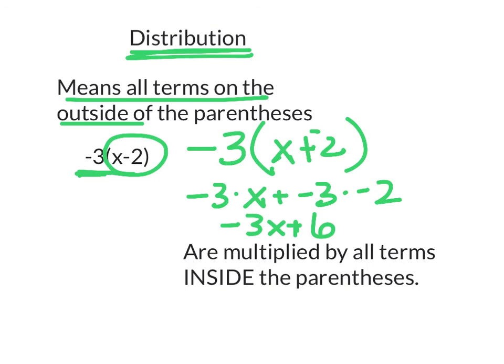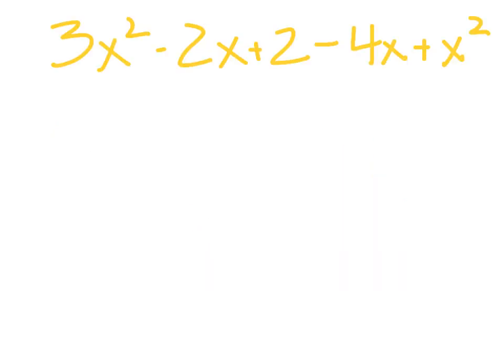So distribution means all the terms outside the parentheses. Negative 3 is the only term outside the parentheses right now, right here. It's going to be multiplied by everything inside. So here's our negative 3 by x and our negative 3 by negative 2. All multiplied by all the terms inside the parentheses. So this is our simplified answer right there. Whoops, that got messy.